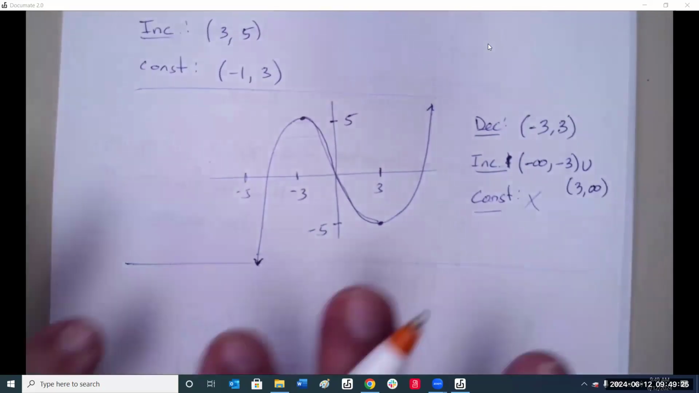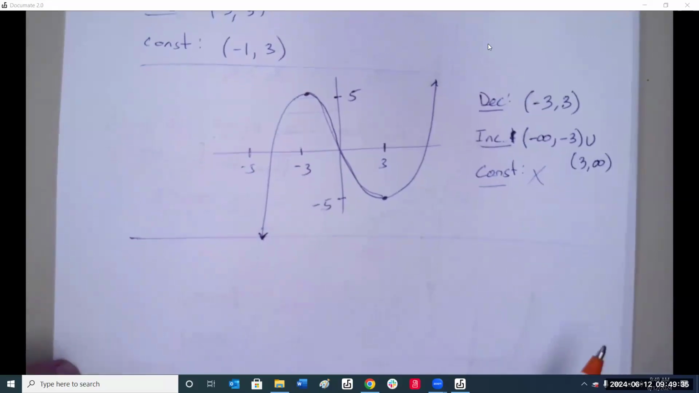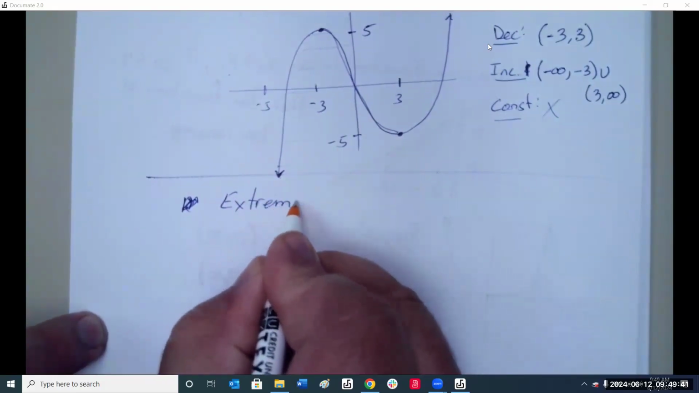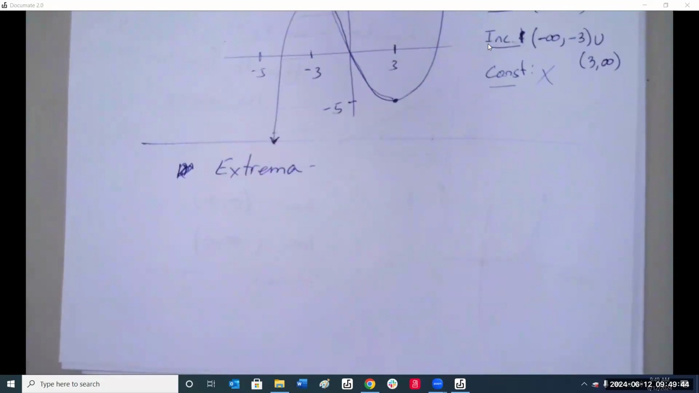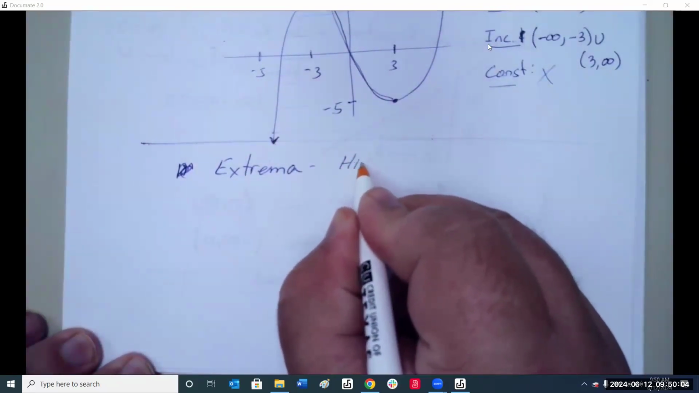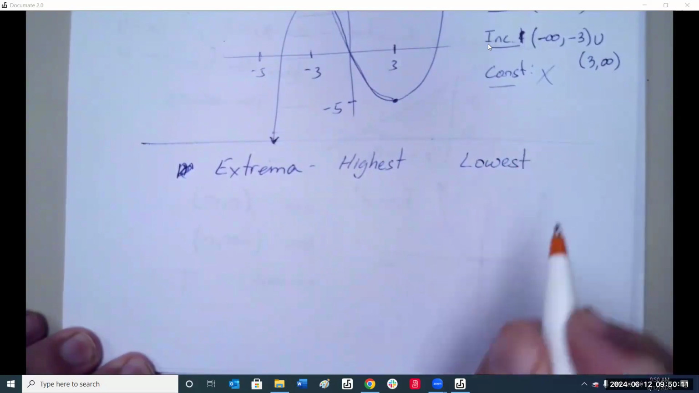Now, these type of questions, like especially this one here, we have a graph. We know it's increasing, decreasing. Whenever you have sections that are increasing, decreasing, what you will have are, well, they're called extrema. Extrema, Latin for the extreme values. What that means is it tells us what is the highest and what is the lowest. In other words, highest and lowest.